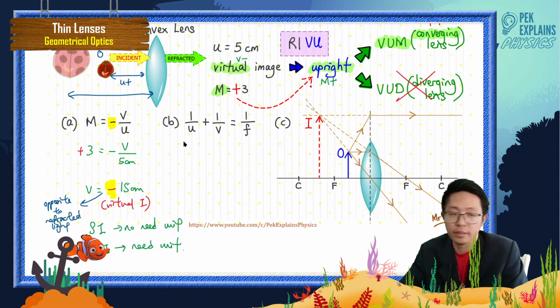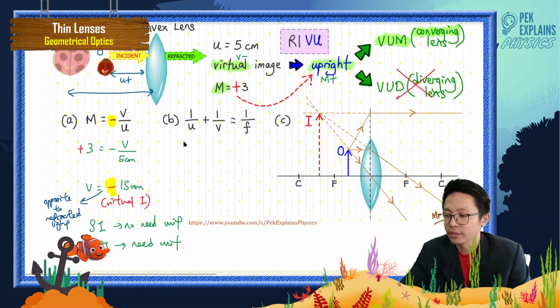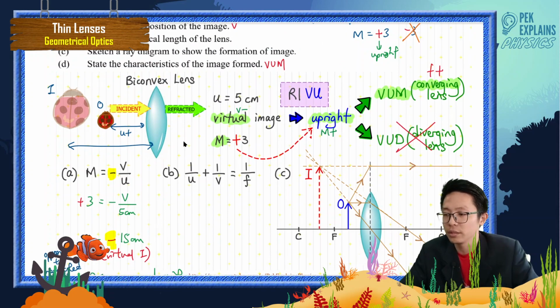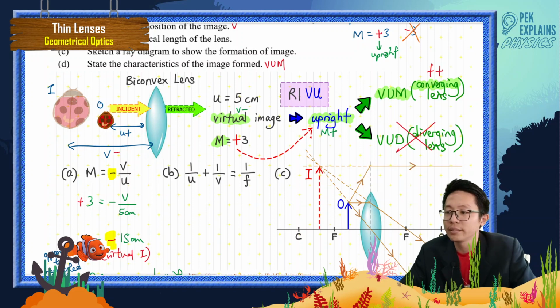It occurs at the place with no light. So opposite to refracted ray, the image is not formed over here. The image is formed over here. So v here is negative. Why v negative? Because opposite to refracted ray. That means if my eyes are over here, if my observer is over here looking at the ladybird, I can see a magnified image over here.